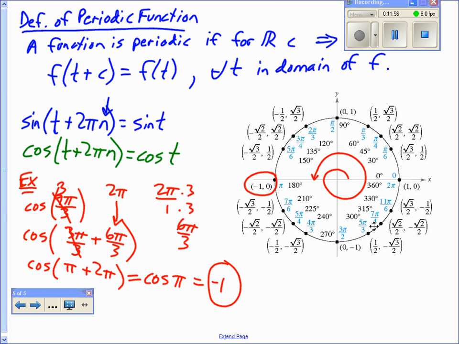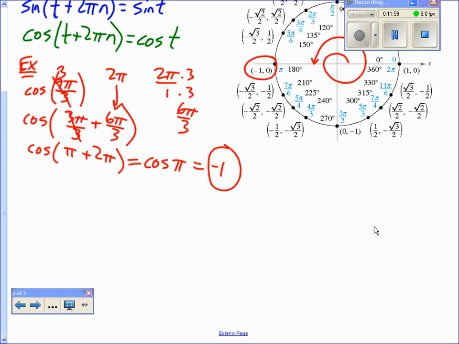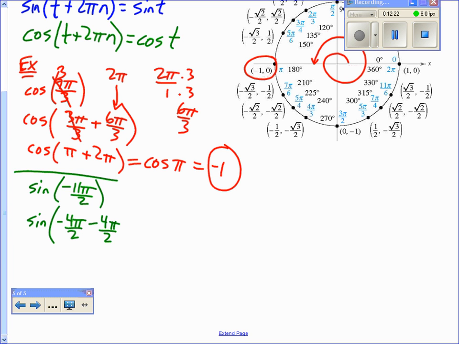Let me do one more. How about the sine of negative 11 pi halves? So now I'm rotating in the negative direction. Let's see how many of these it is. 2 pi is negative 4 pi halves. Let me put the negative 2 pi right there. Now I have to go some more: negative 8 pi halves, and some more, negative 3 pi halves. See how that's negative 11 pi halves there? This is negative 2 pi, and there's another negative 2 pi.